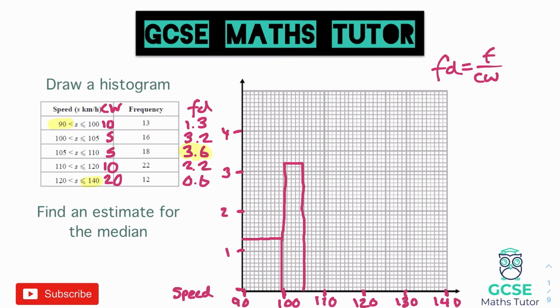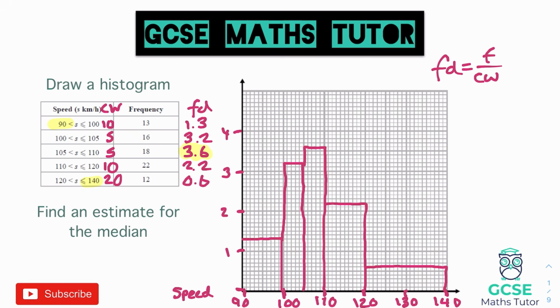The next one's 3.6, that goes up to 110, so we'll go up. 3.6 is just past halfway by 1 square. And there we go, that's our next one. The next one's 2.2. So I'm just going to use a ruler here, go across, and this has a width of 10, so this goes to 120. I do have to draw that again. So it's 2.2, goes across to there, and then down to 120. And the next one has a width of 20, and only has a frequency density of 0.6, so just above 0.5 there by 1 square. And there we go, that's our histogram drawn.